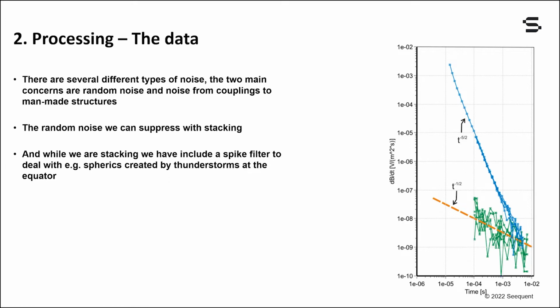There are several types of noise. Again, the two main ones are the random background noise and noise from couplings. The random background noise can be suppressed by stacking. So if you measure for a longer time, if you raise the moment of the instrument, with higher current and larger areas of the transmitter and receiver loop, you can suppress the noise. And we also add a spike filter to take out spikes when we do the stacking to suppress the noise.